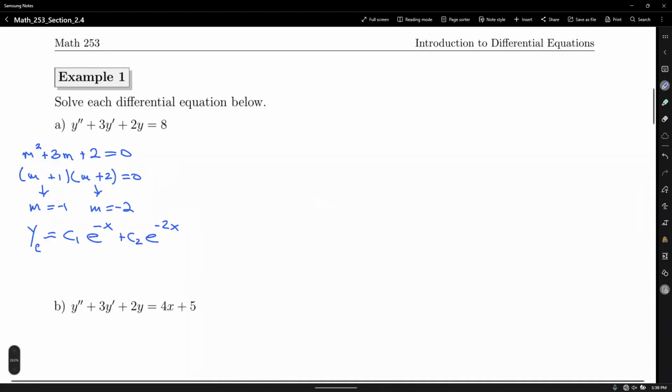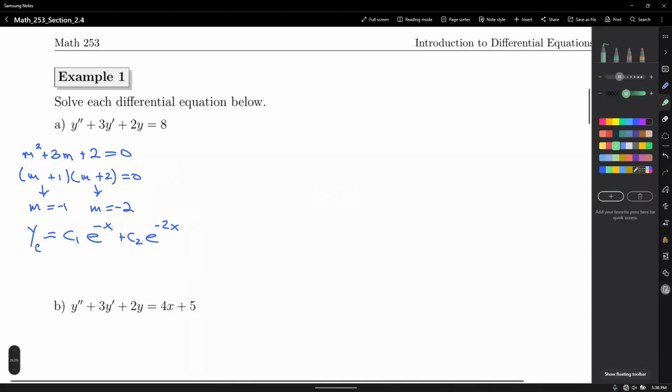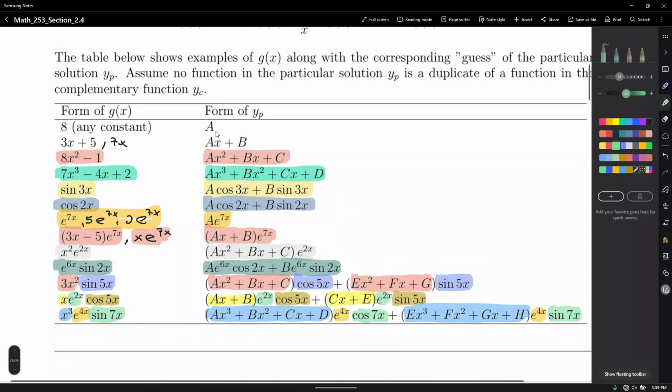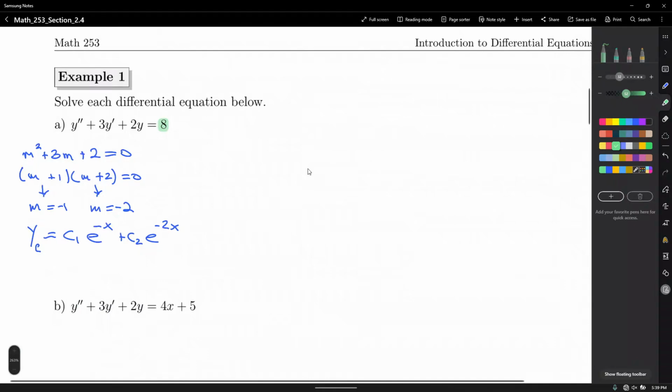Okay, so now let's have a look at what we have on the right-hand side of the differential equation. Let me actually highlight it. So we just have the number 8, right? That's only the constant function. Well, what was the guess of the form for a constant function? Wasn't that just a letter that represents a constant? Well, number 1, let me use a different color for this. So y sub p will be of the form simply a.